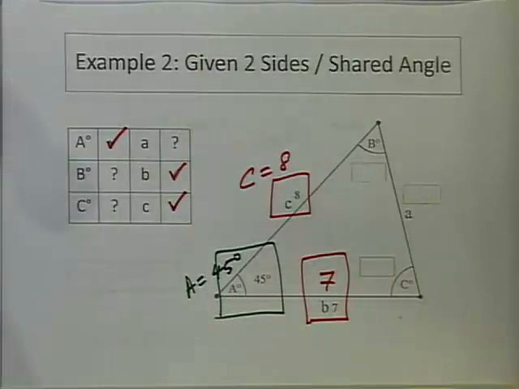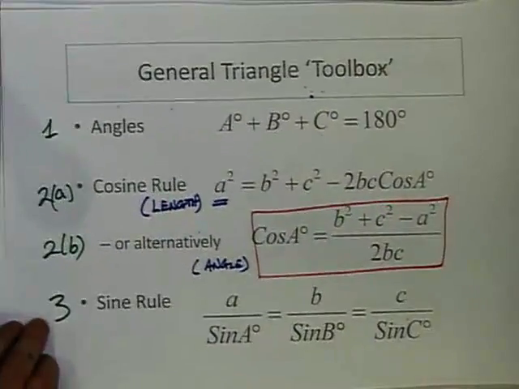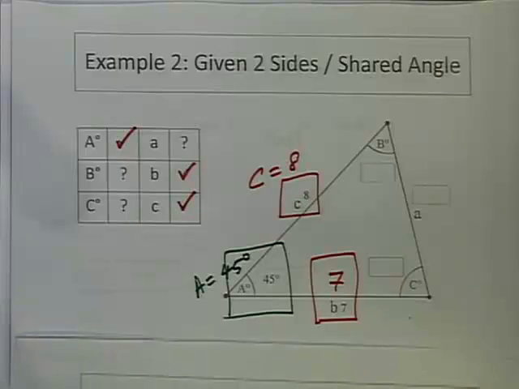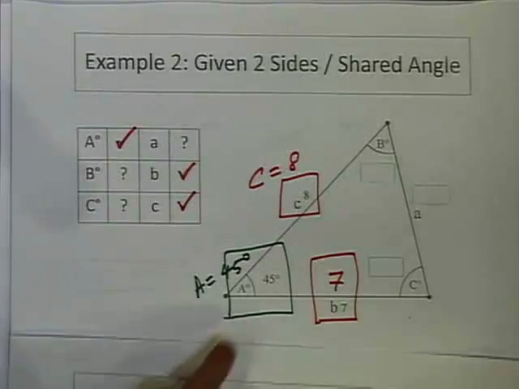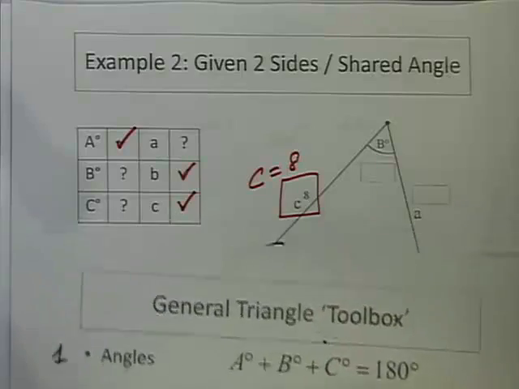So I go looking at the toolbox again. And which one are you going to pick this time? I know two sides and a shared angle. And I'm looking for something to help me move it along.